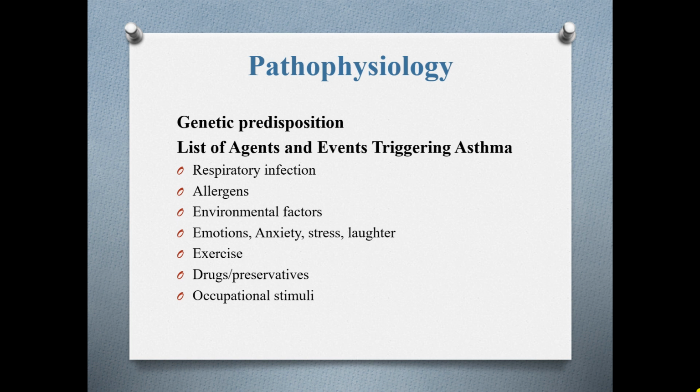In some sensitive individuals, vigorous exercise may lead to asthma. Drugs and certain preservatives may lead to development of asthma, and occupational stimuli, like someone who is allergic to chalk used for teaching, may develop asthma because of such stimulus. So asthma can be divided into two categories. One is genetically predisposed and second is non-genetic, which is acquired because of infection or an agent or events occurring in the surroundings of that patient.